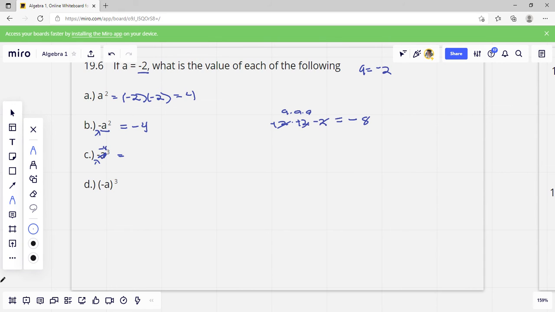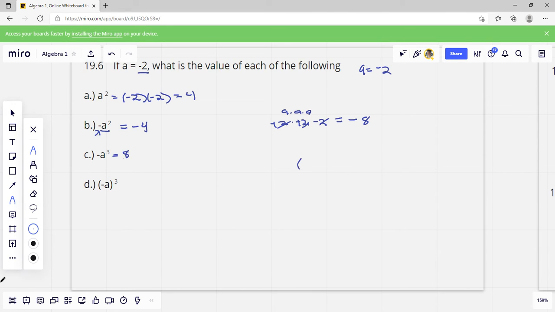It's negative 8. But we still have this other negative sign, so we need negative of negative 8. And that really is just positive 8. Okay? Because it really means the opposite of negative 8. The negative of a to the third, or the opposite of a to the third. If a to the third is negative 8, then the opposite of that would be positive 8.